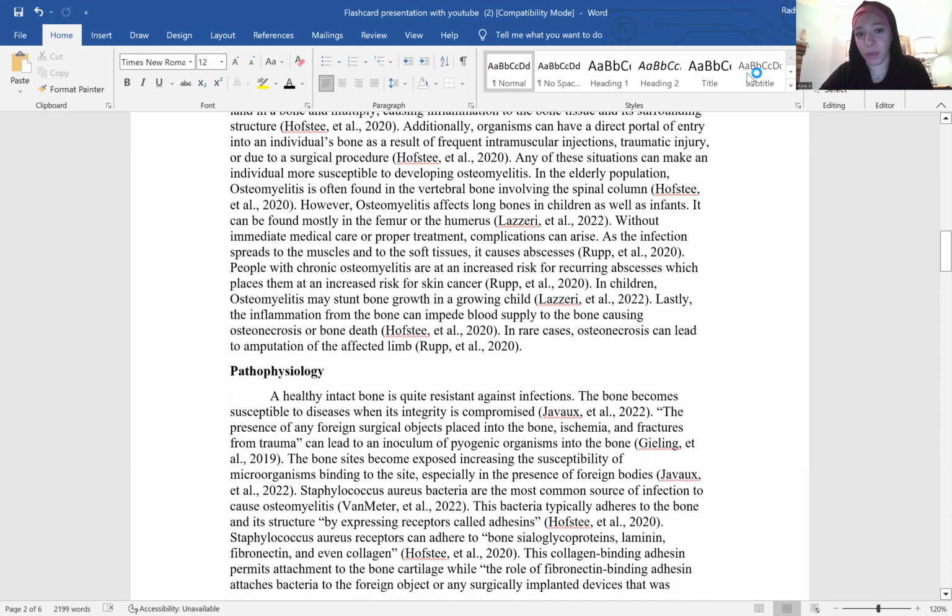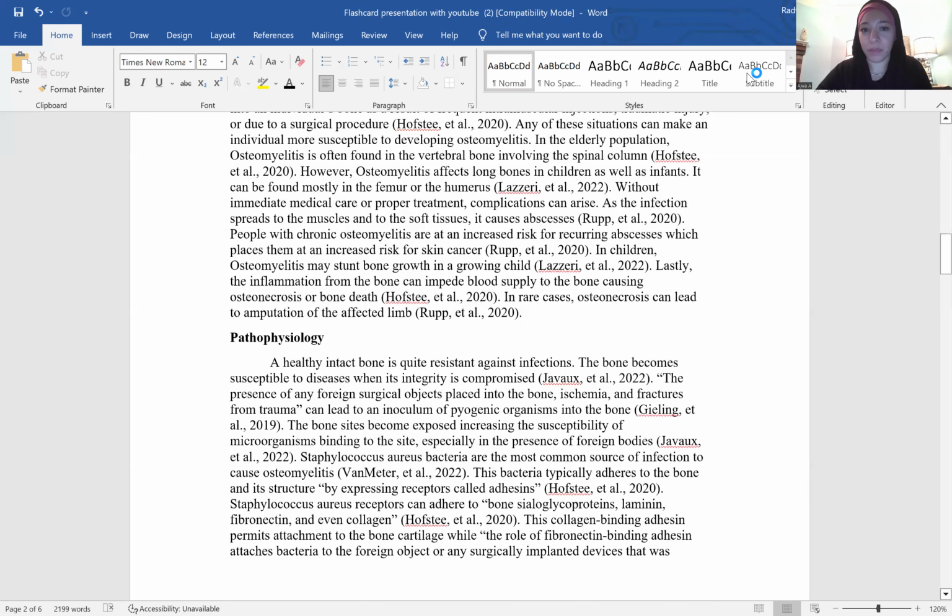In the elderly population, osteomyelitis is often found in the vertebral bone involving the spinal column. However, osteomyelitis affects long bones in children as well as in infants. It can be found mostly in the femur or the humerus. Without immediate medical care or proper treatment, complications can arise.